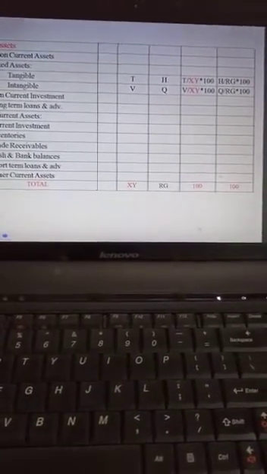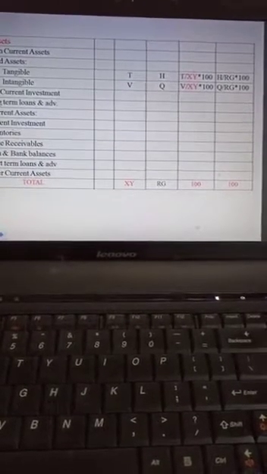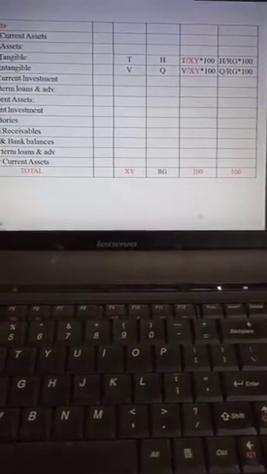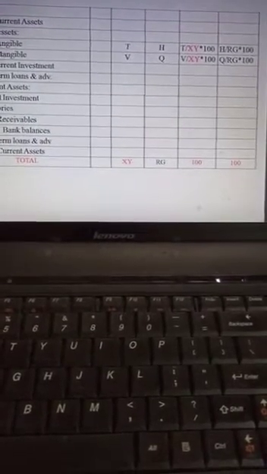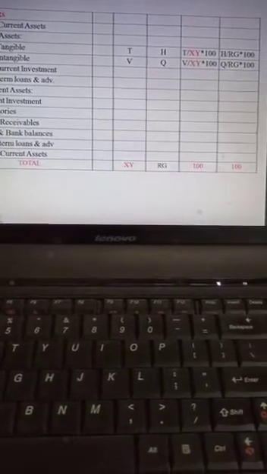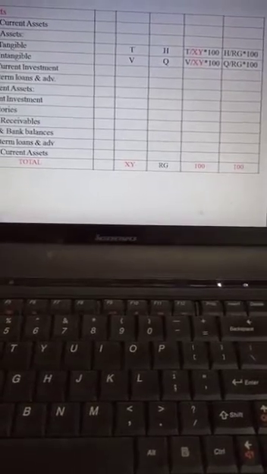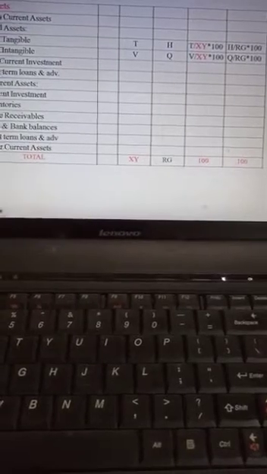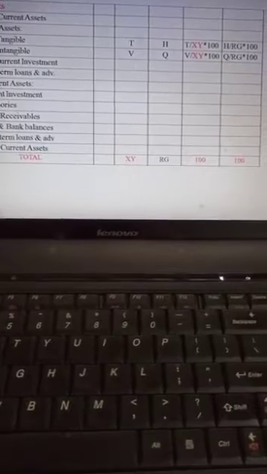Again, if the value of tangible asset for the previous year is H and the value of intangible assets for the previous year is Q and the total comes to RG, then the percentage for the previous year will be H divided by RG into 100, and for intangible assets it will be Q divided by RG into 100. Again, the total of the current year and the previous year balance sheet total percentages will always be 100. It must not be more or less than 100.